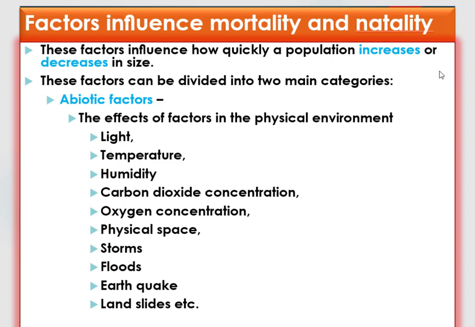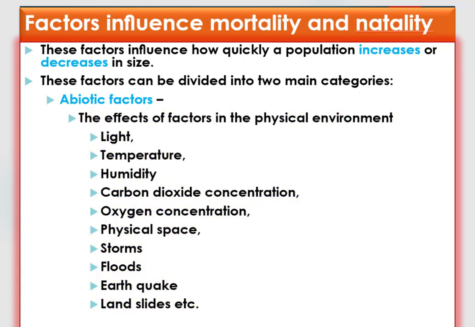These factors can be divided into two main categories, abiotic factors and biotic factors. Let us see abiotic factors. Abiotic factors are simply the effects of factors in the physical environment. These abiotic factors include light intensity, temperature, humidity, carbon dioxide concentration, oxygen concentration, physical space, storms, floods, earthquake, landslides, and so on.